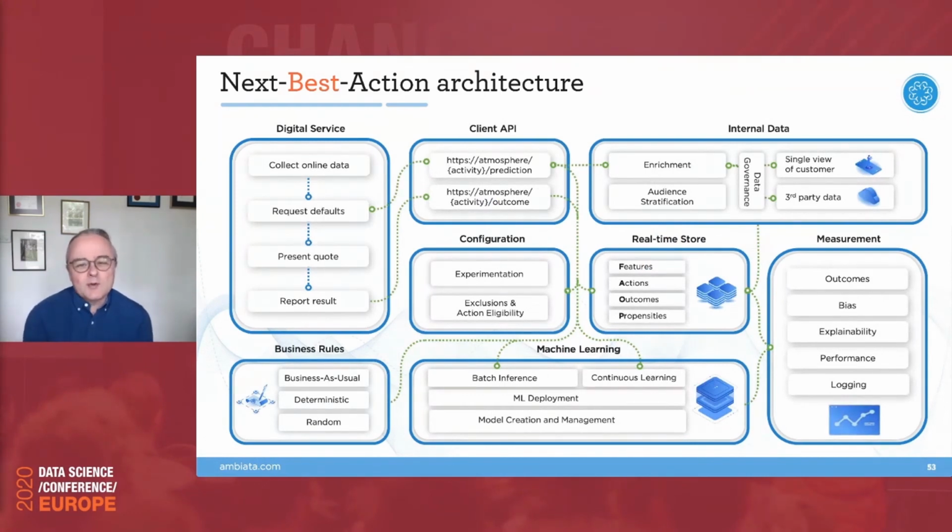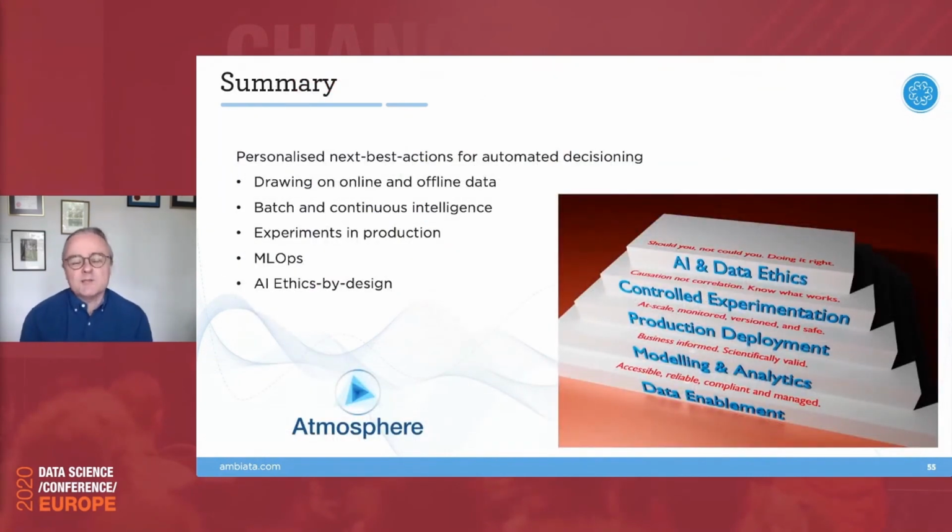Now, I'll just summarize what I've talked about here. We built a next best action personalization system using continuous intelligence. It's set up in a way that we can run experiments so that we can understand what works best in production. And we've seen really great outcomes from these continuous intelligence algorithms. For our use case that we've illustrated here in terms of home insurance quotes, we had a 15% uptick with respect to the business as usual actions.